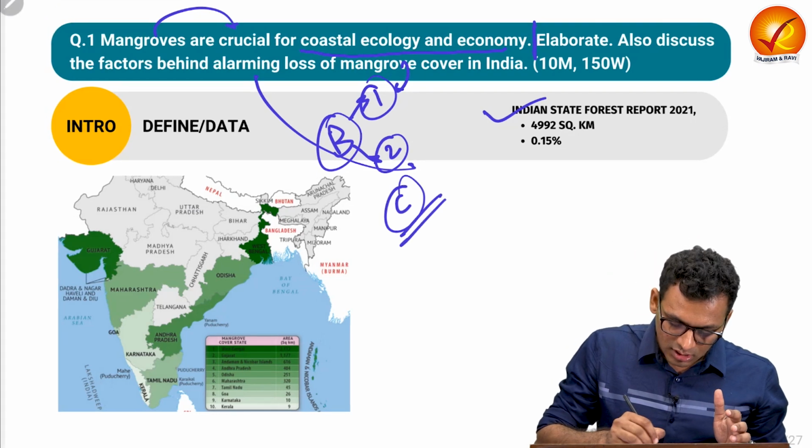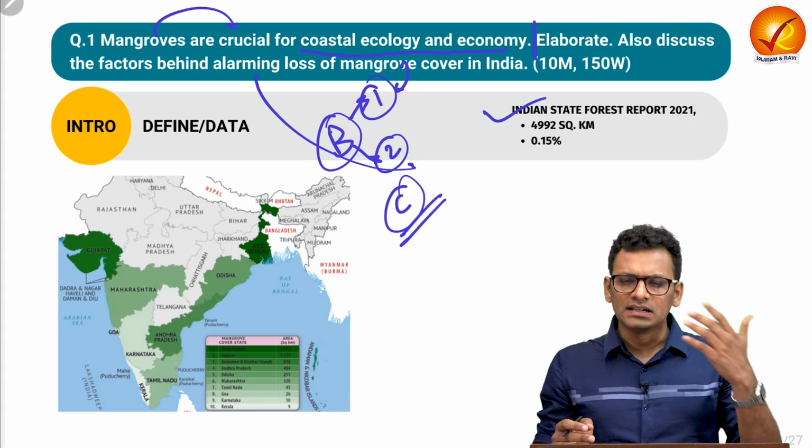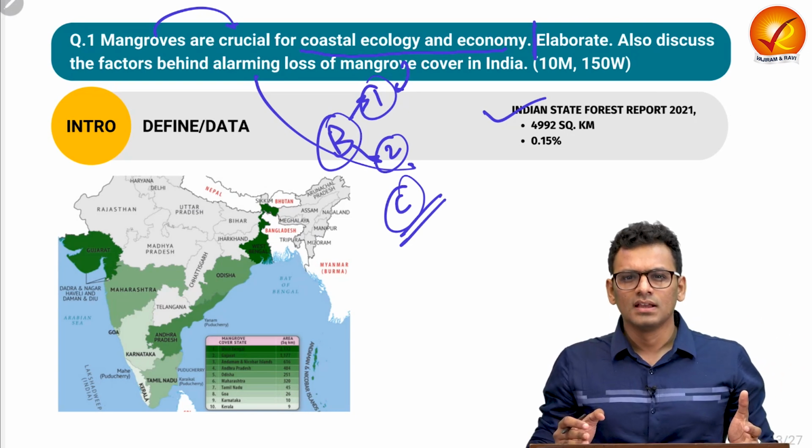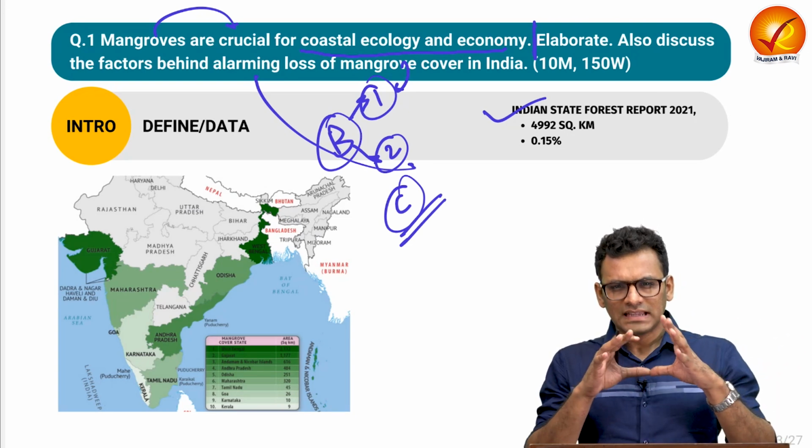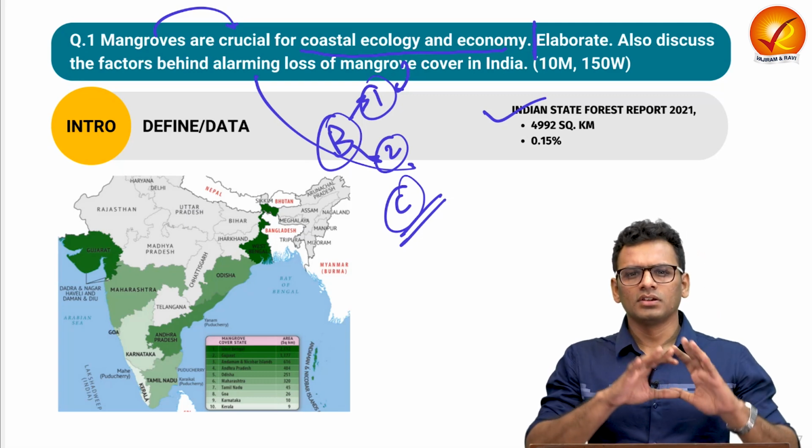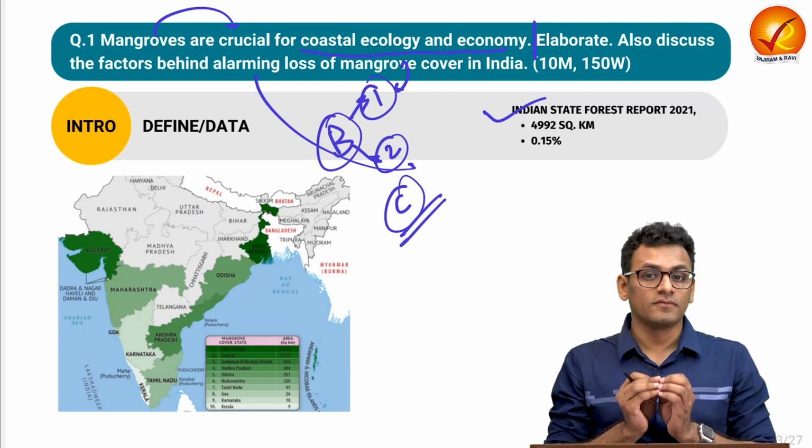In the conclusion, you can talk about the significance, reiterating the importance of mangroves. At the same time, you can also talk about certain initiatives taken by government or global bodies. So this is the structure for question number 1.